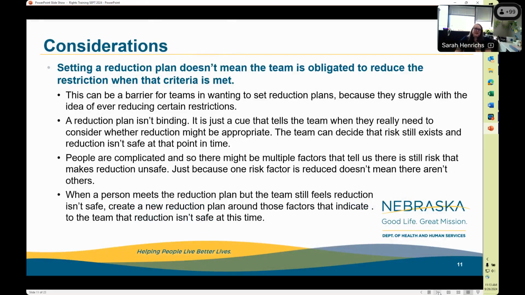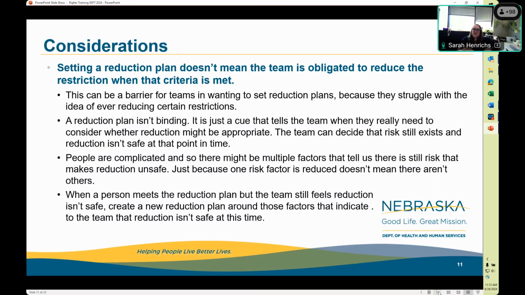And this one, I touched on it a little bit, or I guess I touched on the piece where it's not all or nothing. But the other element of it that I think some teams and some folks struggle with is they think that if we set this reduction plan and the person meets it, but we still think that there's risk there and we still think it's not safe, we have to reduce when they meet that reduction plan. And that is also not the case. Setting a reduction plan does not mean the team is obligated to reduce the restriction when that criteria is met.